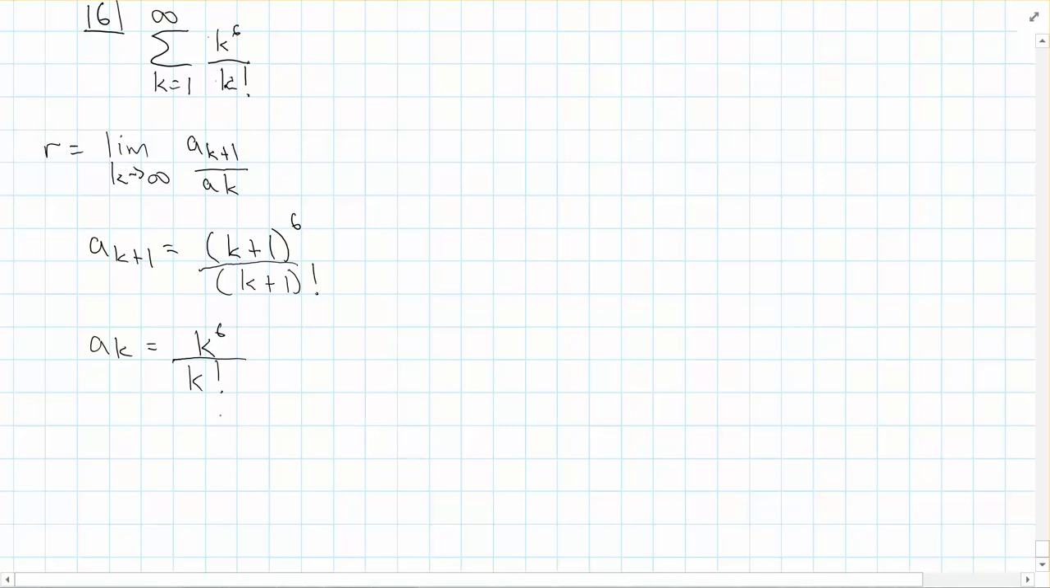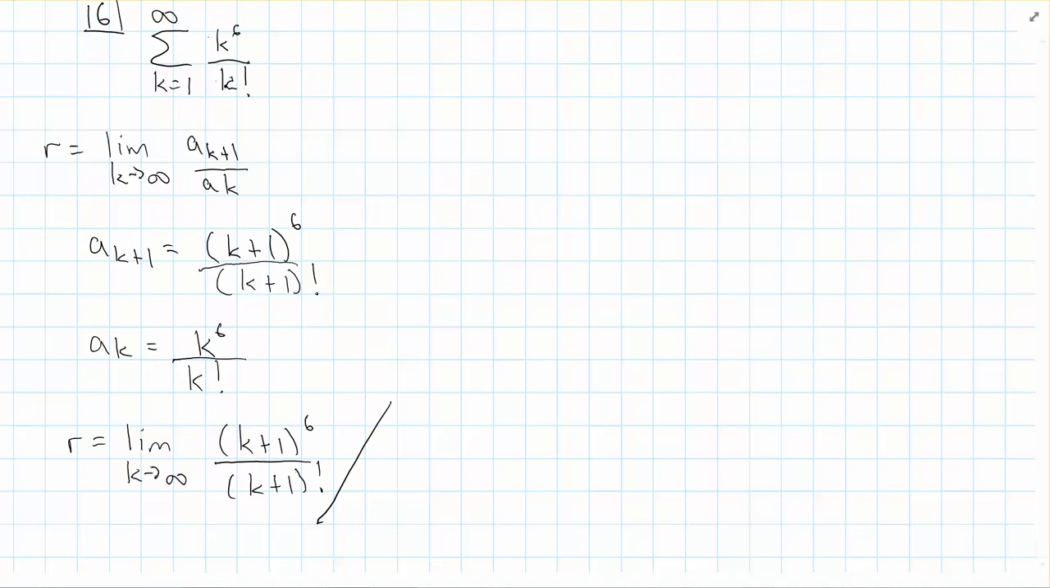And then we're going to need to do this limit now. So I'm going to compute r is equal to the limit as k goes to infinity of (k plus 1)^6 over (k plus 1) factorial, divided by k^6 over k factorial.